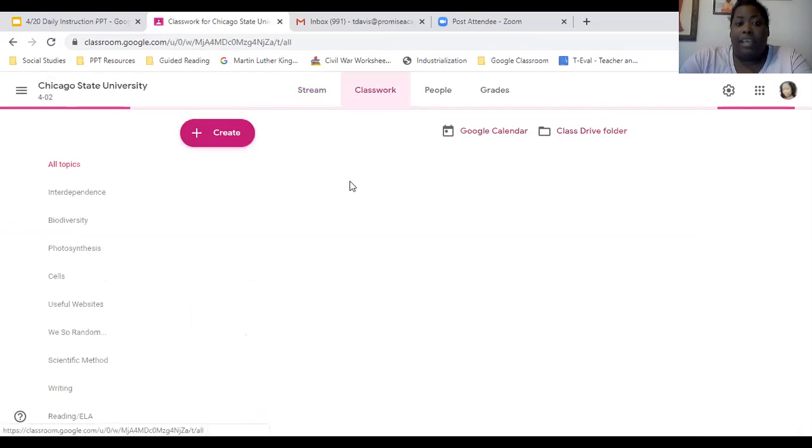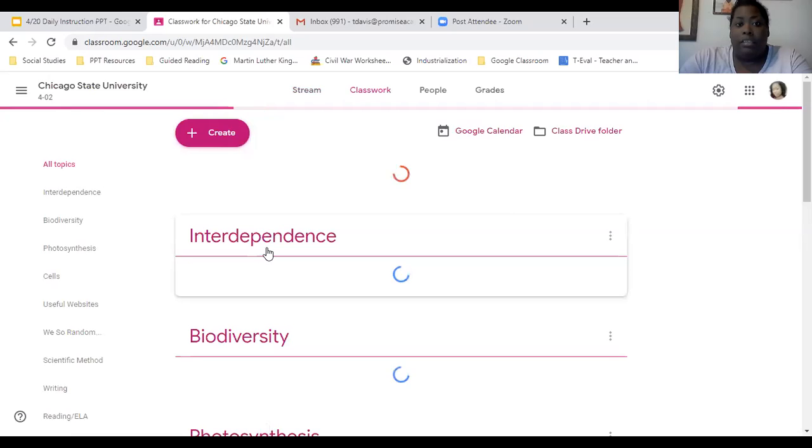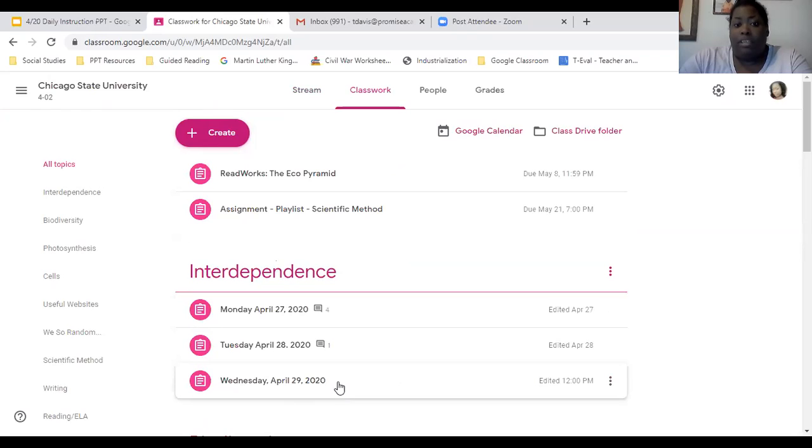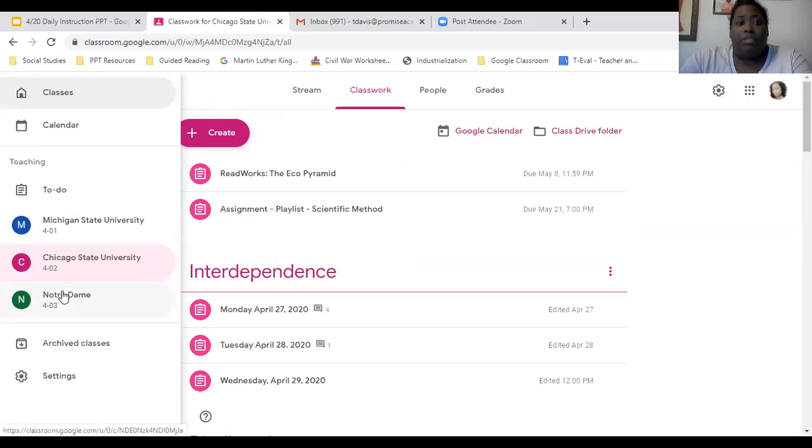From the classwork tab, look for our topic interdependence. From interdependence, look for today's date. It's Wednesday, April 29, 2020. You could do the same thing, Notre Dame.